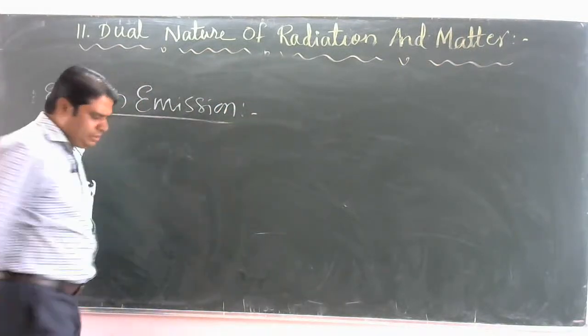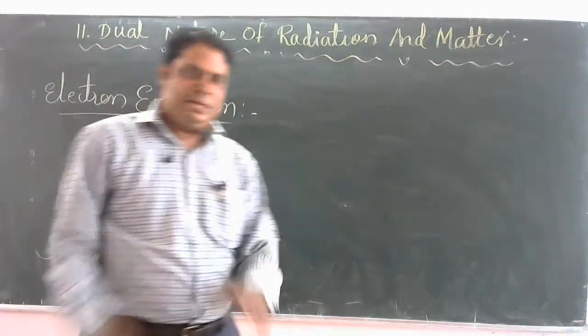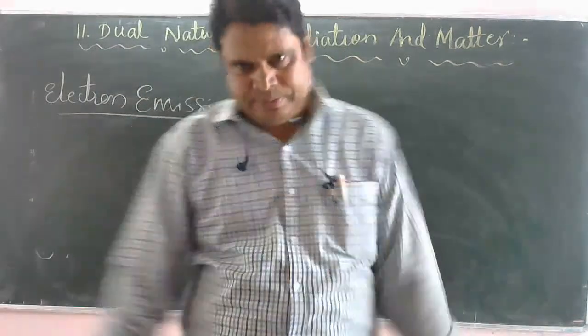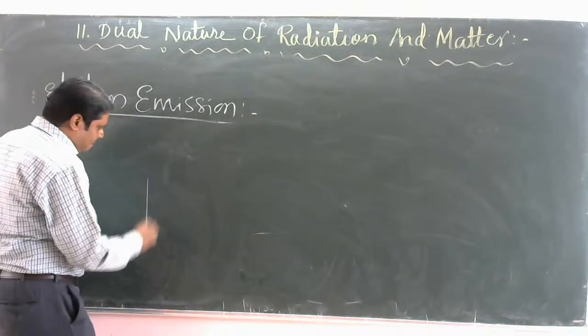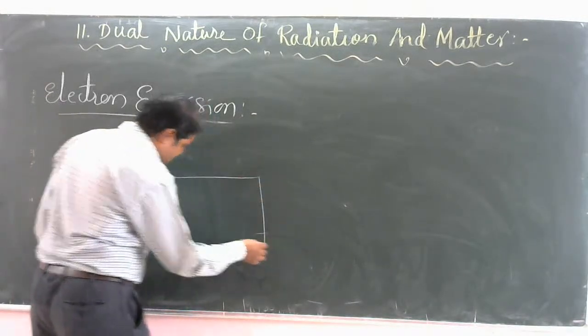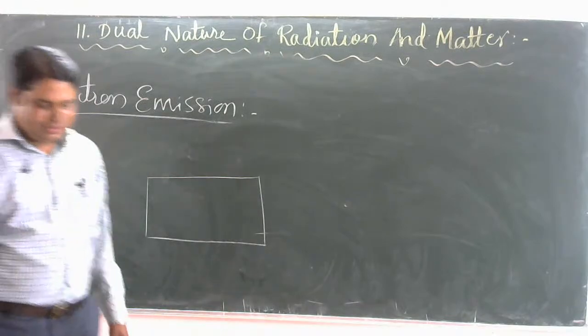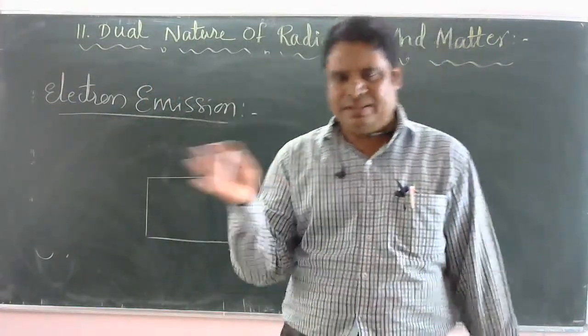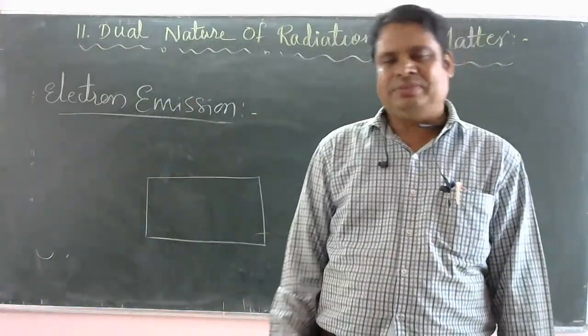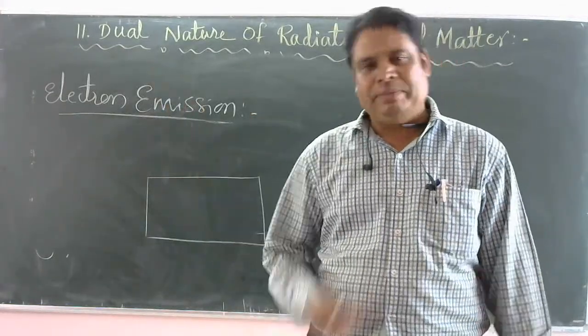What do you mean by emission? Coming out of certain surface. Usually, metals have lots of free electrons. What are free electrons? These are outermost electrons, valence electrons, free electrons. At room temperature, they are very much free.